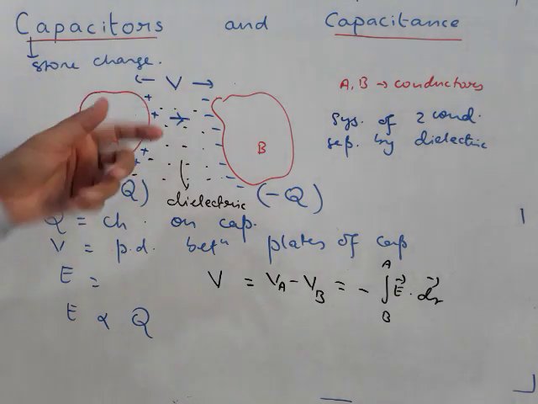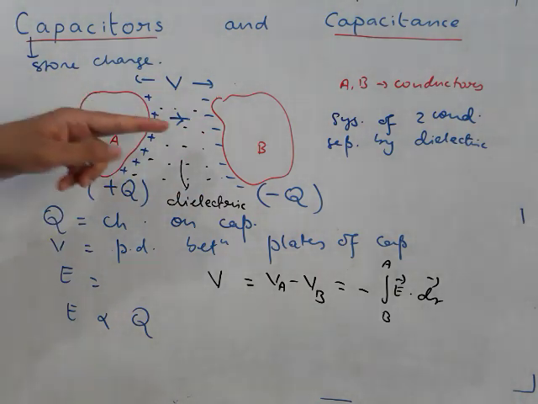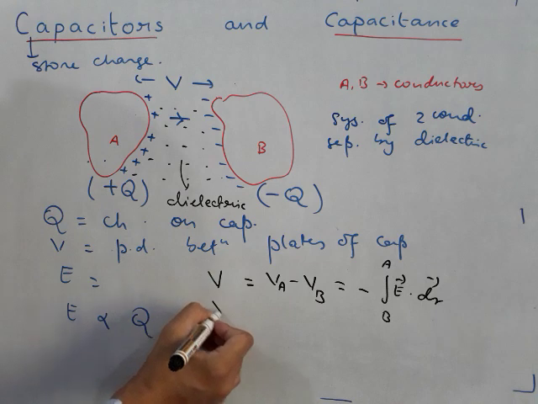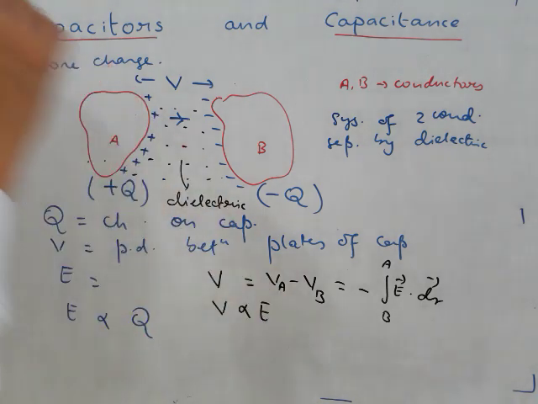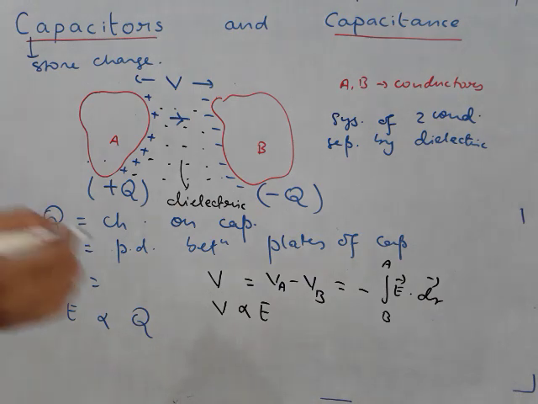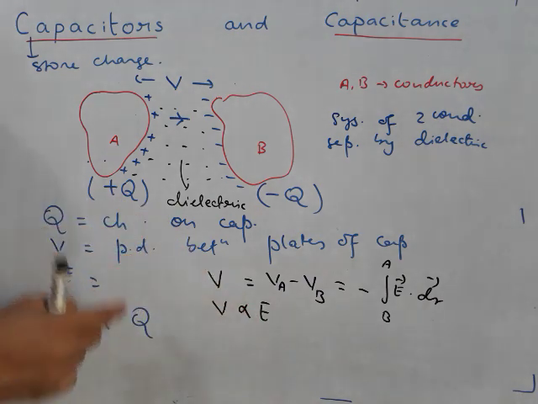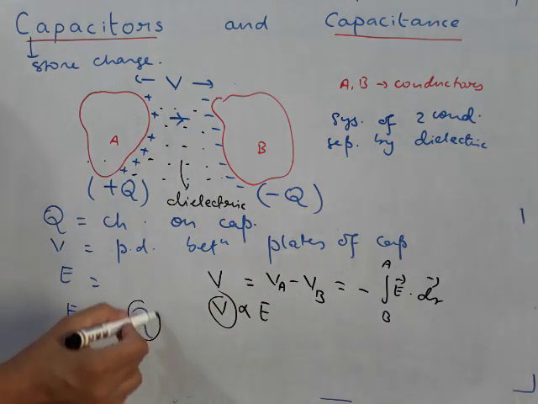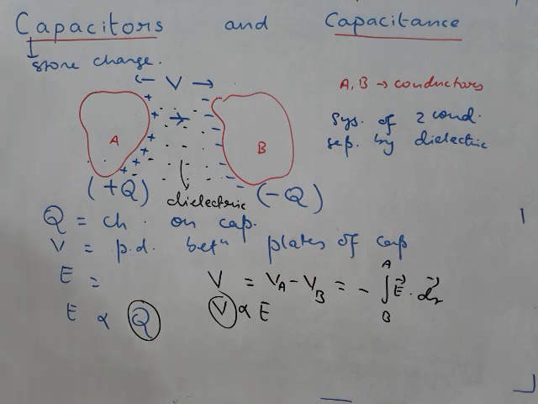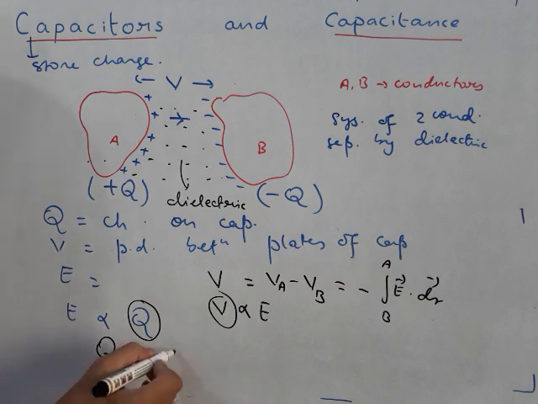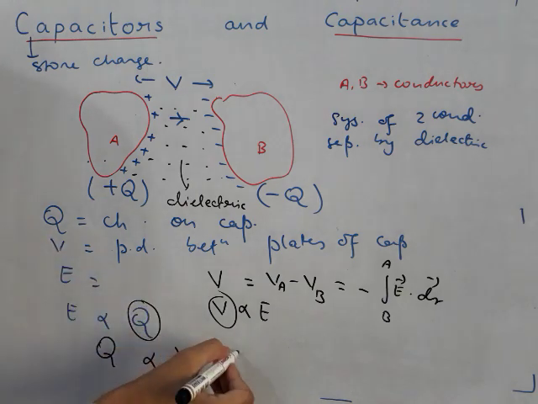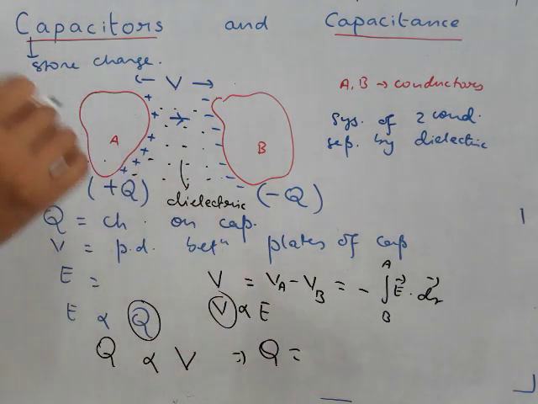Now if these conductors are large and the space between them is small, then the electric field will be almost uniform in some cases. Clear? In such cases we can say that V is proportional to E. If V is proportional to E and E is proportional to Q, then the potential difference between the plates and the charge on the plates are proportional to each other. So we say Q, the charge on the plates of the capacitor, is directly proportional to the potential difference between the plates. So this implies Q is equal to some constant times V.